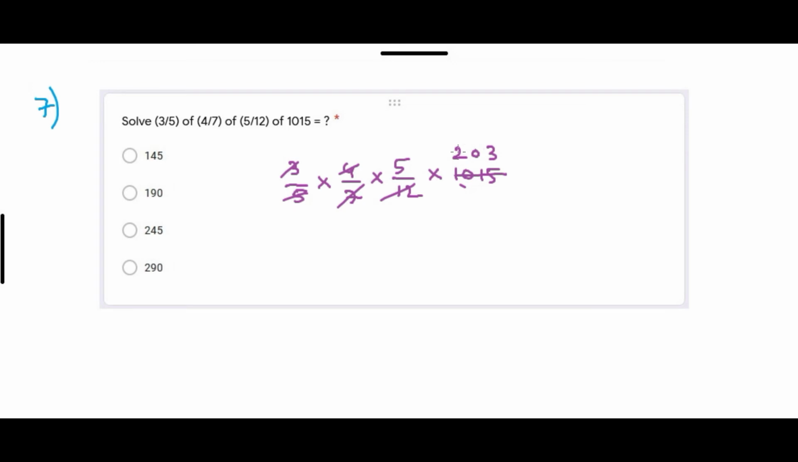So 7 ones are 7, 7 2s are 14, and it is 63, so 7 9s are 63. Which is equal to 5 9s are 45, and 5 2s are 10, and it is 145. So the answer would be 145. Let's move on to the next question.